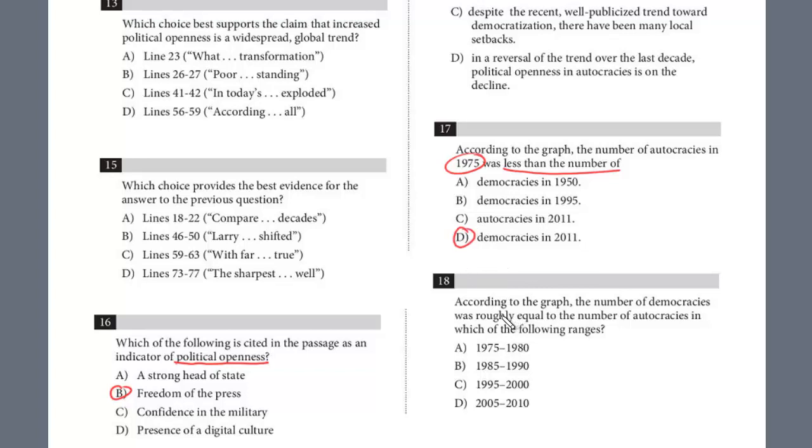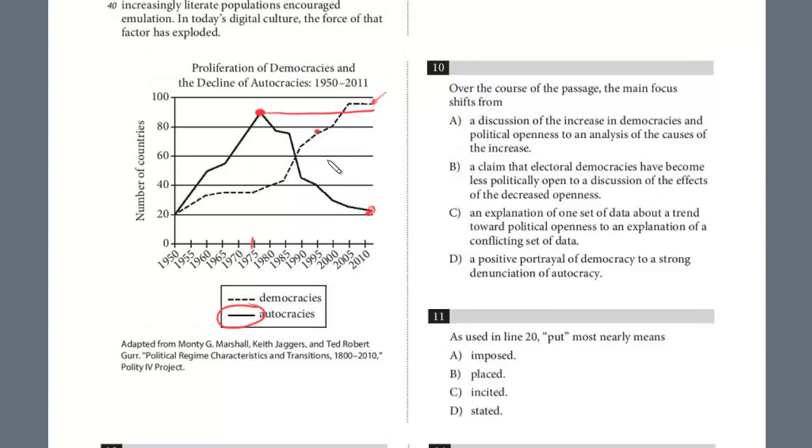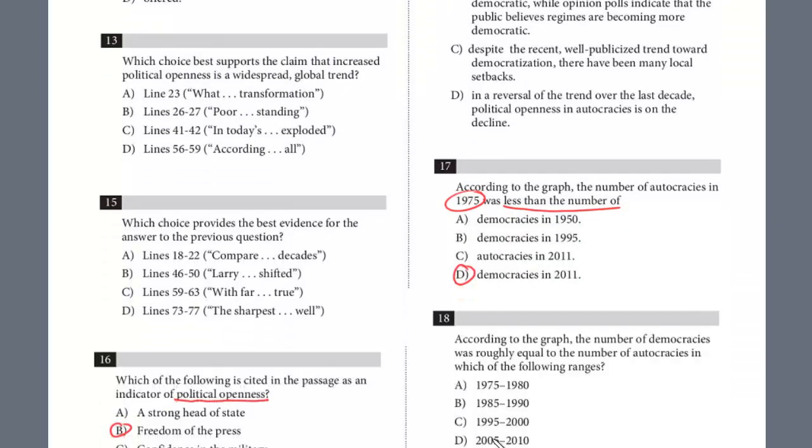And the last question on the graph, according to the graph, the number of democracies was roughly equal to the number of autocracies in which of the following ranges. And that's really when the lines crisscross, right, when they cross over. And so what range is that when they cross over? Well, this looks to be somewhere between 85 and 90, right? Looks like 87, 88, and 85 to 90. The answer is B.